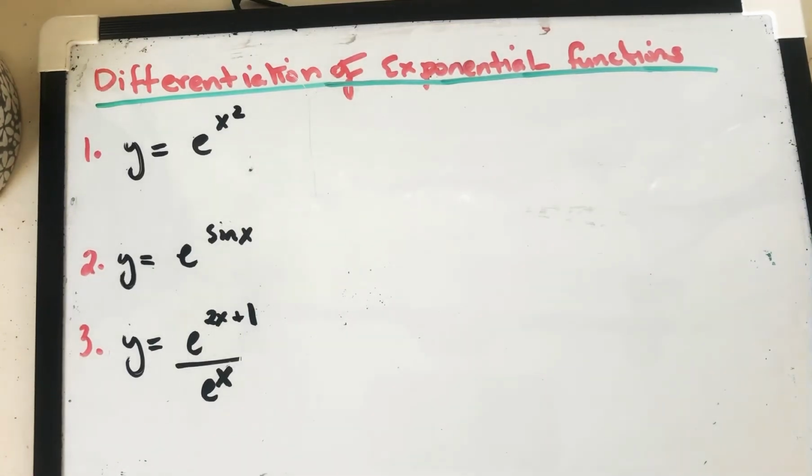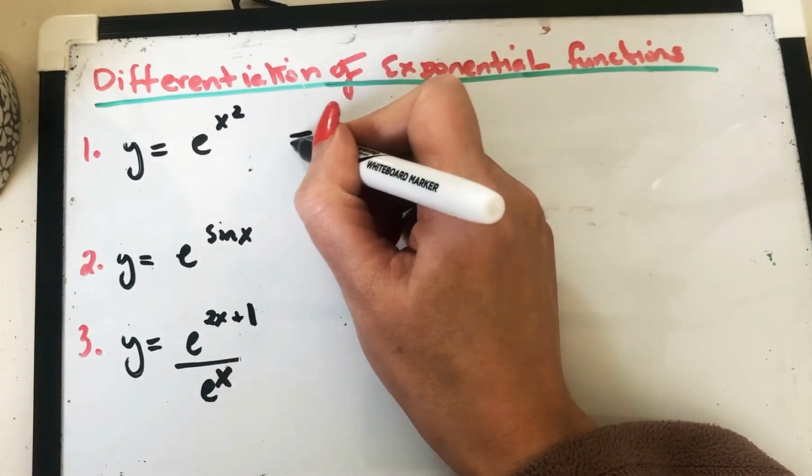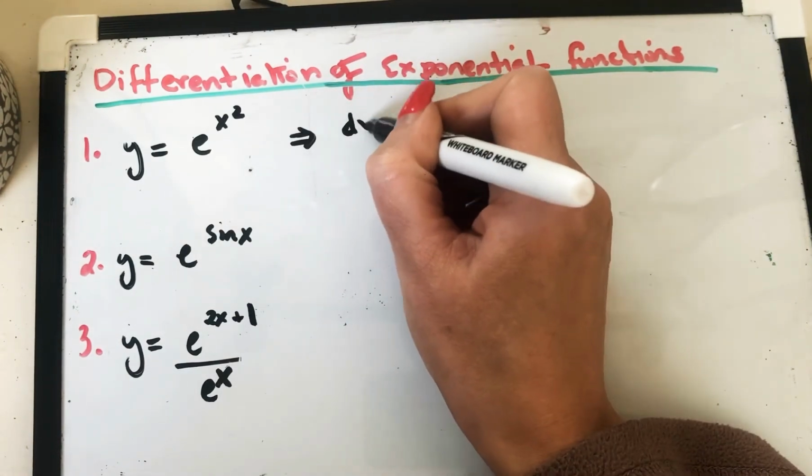In this video we're focusing on differentiating exponential functions and we've got 3 examples today. So let's look at example 1. We've got y is equal to e to the power of x squared. So first of all let's write our notation down. So we have, this implies dy/dx when we differentiate.